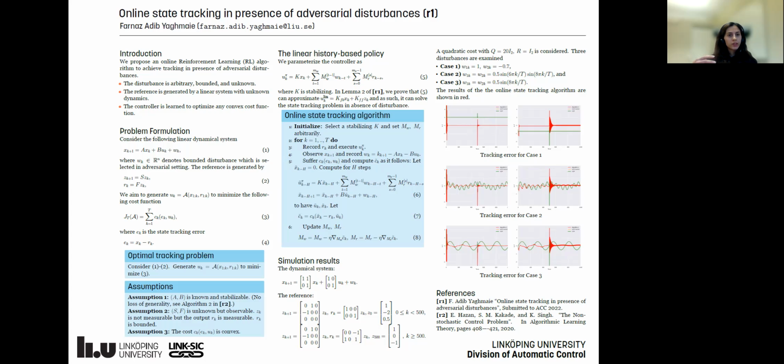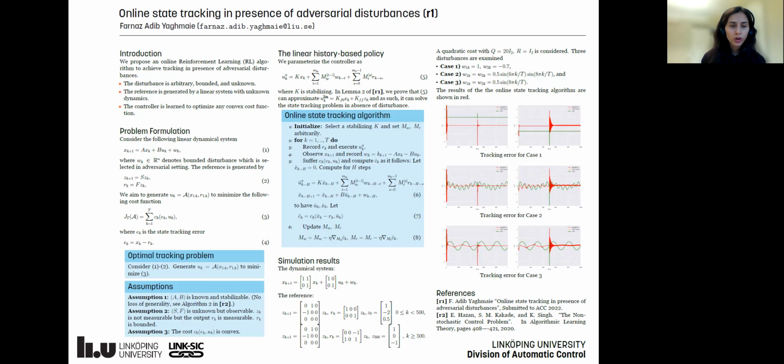Here is what we have summarized in our algorithm. So we have an online state tracking algorithm. It's an iterative algorithm, and it starts with selecting a stabilizing controller gain K and selecting matrices MW and MR to arbitrary values. In each iteration, we try to guess a counterfactual cost: the cost if the current controller was applied to the system from the very beginning.